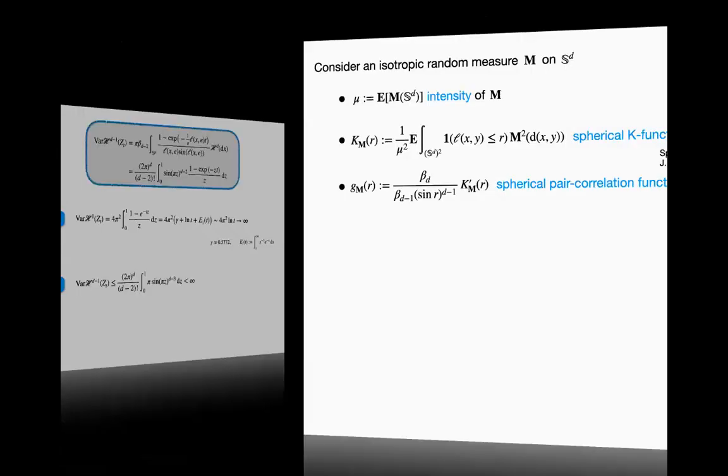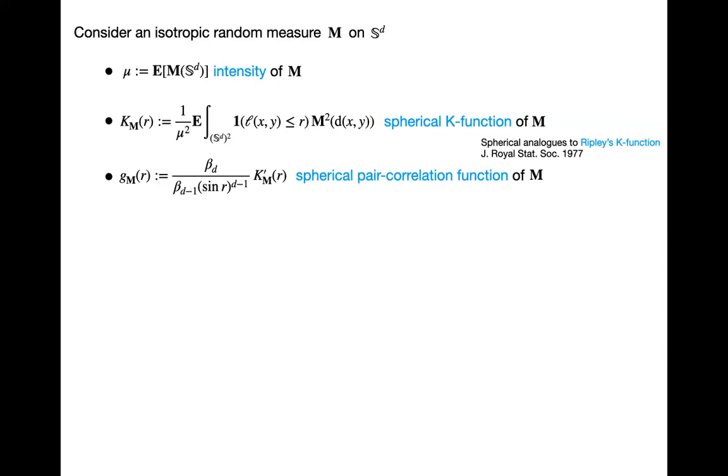Rather, I will introduce another quantity which is maybe even easier to handle, which can be introduced for any isotropic random measure m on the d-dimensional sphere. Let us denote by mu the intensity of this measure, so it's just the expectation of the total mass of this measure. And then we introduce what we call the spherical K function of this measure. This is an analog of a very well-known object in statistics, called Ripley's K function for point processes or random measures in general in Euclidean space. And you can generalize this definition to spherical spaces.